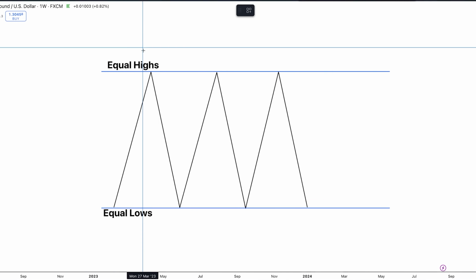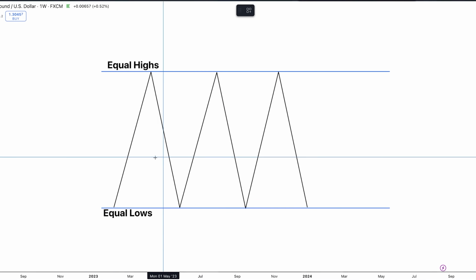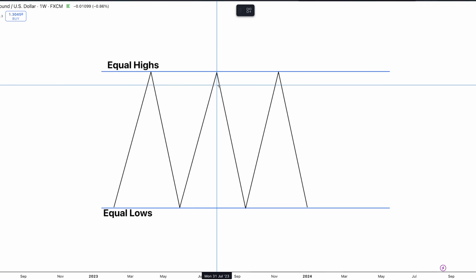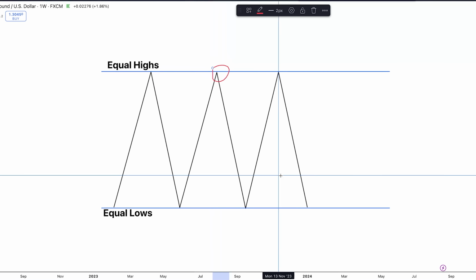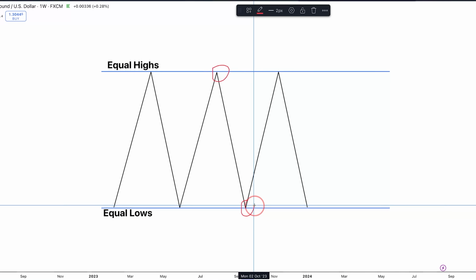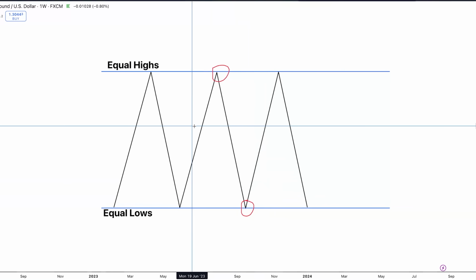What you're looking at here are equal highs and equal lows. This is what they look like in real markets. Now, if you trade or have ever traded with support and resistance, you'll see that these are very similar, or they basically are support and resistance levels.